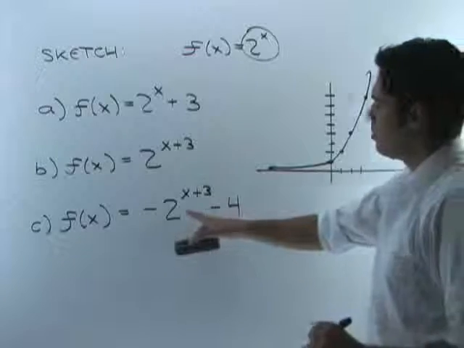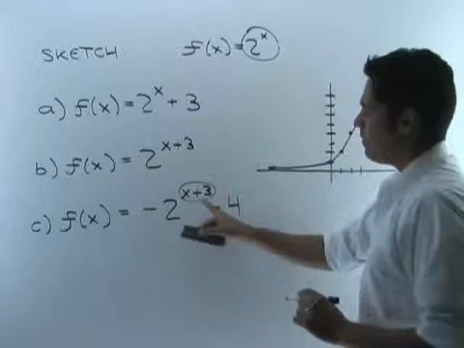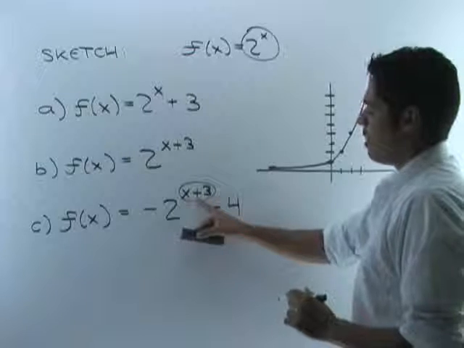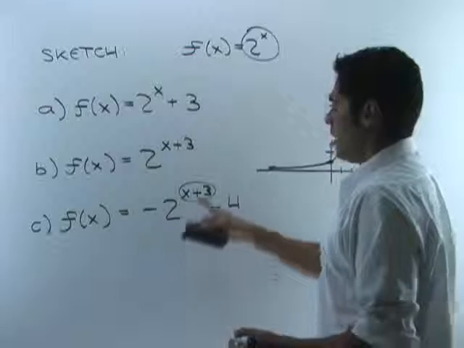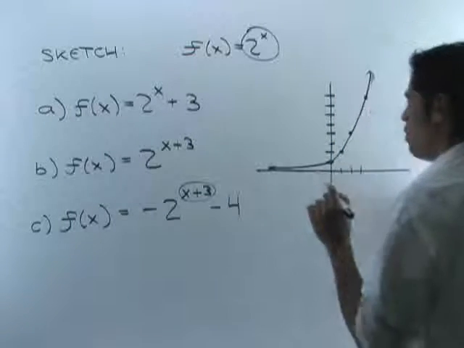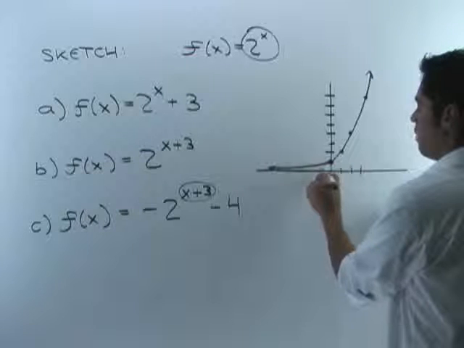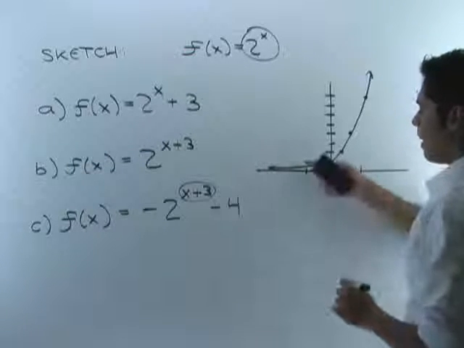Okay, now what we're going to do is we're going to do this. Remember, that's going to be a shift to the left by 3. Then this is going to reflect it over the x-axis. And then we're going to move everything down 4. So let's try and do one point here. Take this point right here, I'm going to move it to the left 3. So it goes here. Now it reflects over the x-axis.